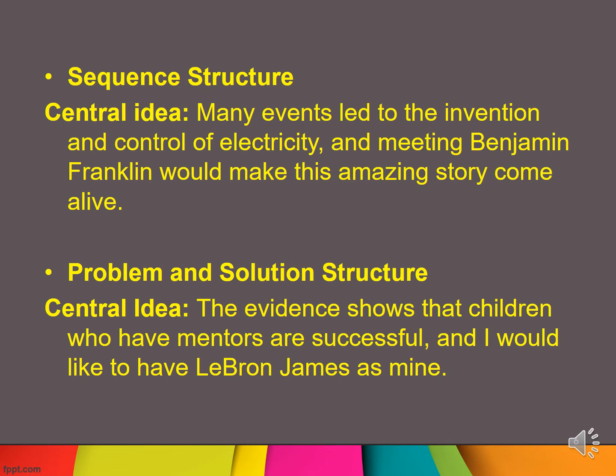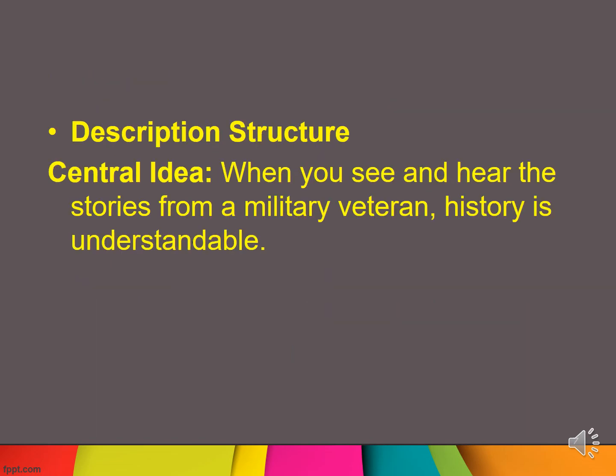Another writer chose to meet LeBron James because of how children who have mentors are successful. The author wants to discuss a problem which is solved by having a mentor, which requires an organizational structure called problem and solution. In our last example, a writer chose a military veteran to describe how they can make history understandable. The author wants to vividly describe what a military veteran sees and hears, in addition to their stories, to better understand history. This organizational structure is called description.